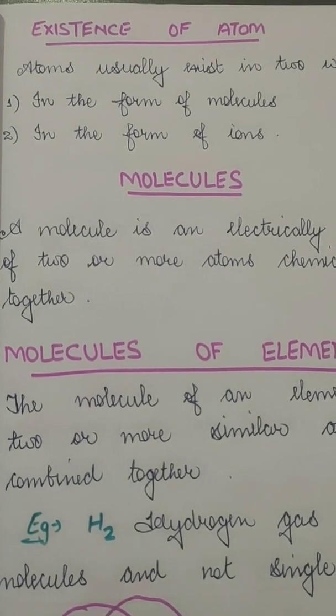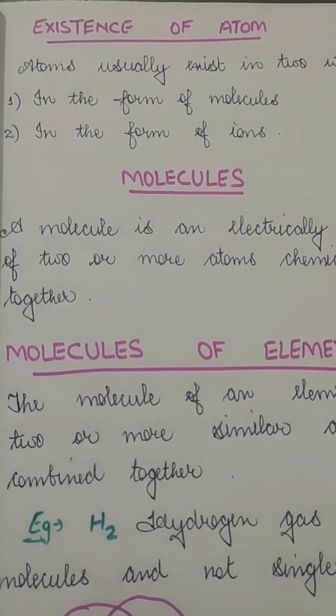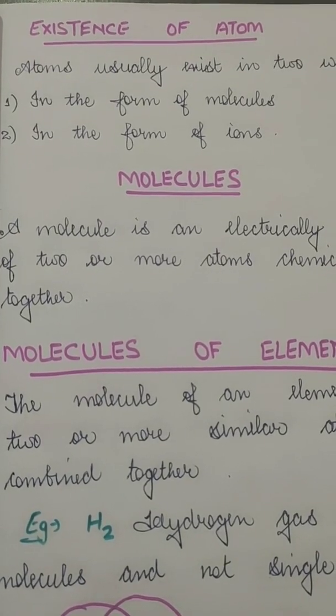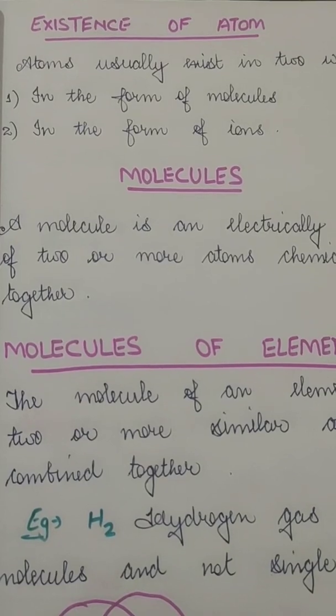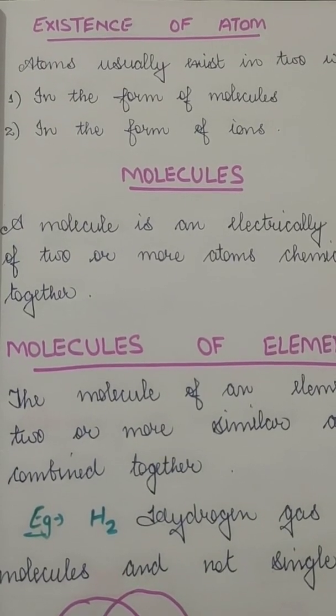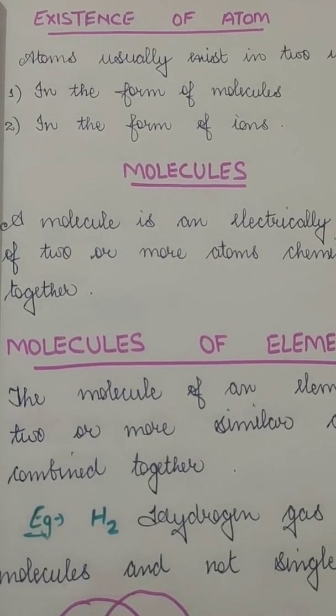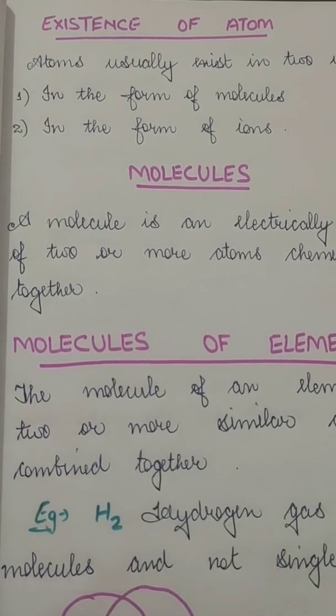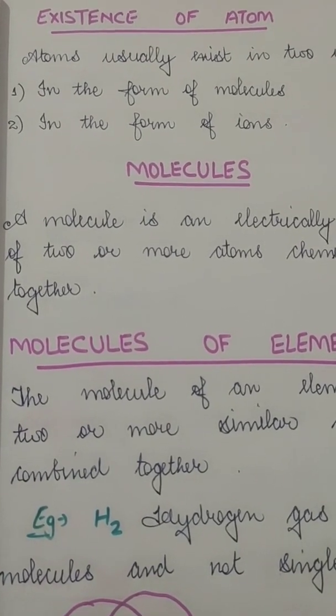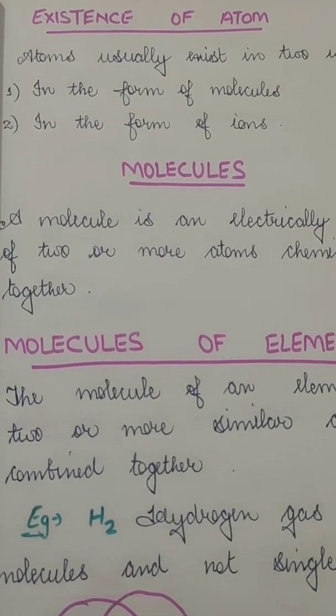We were doing chapter number 3, that is atoms and molecules of our chemistry portion, and in this chapter we are reading about atoms and molecules. So far we have read about atoms and today we'll be reading about molecules. So in continuation with the topic, today we will be studying how atoms exist.